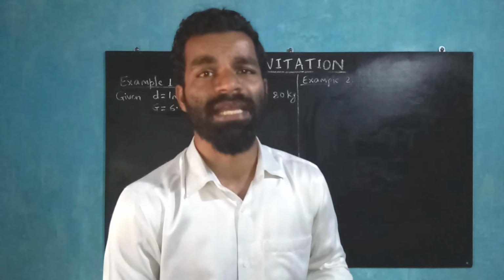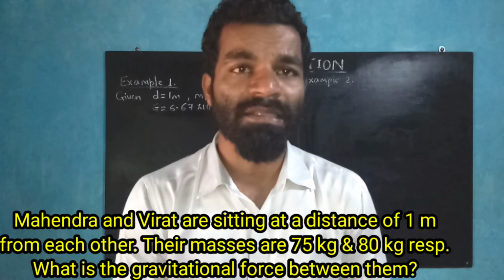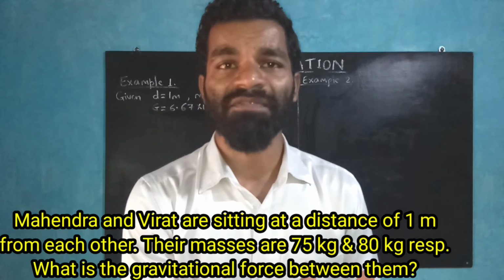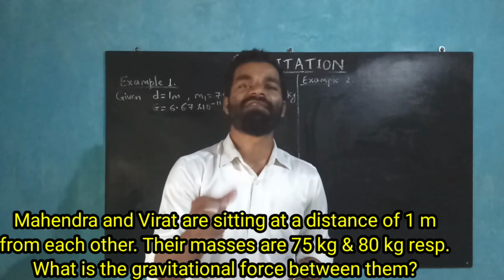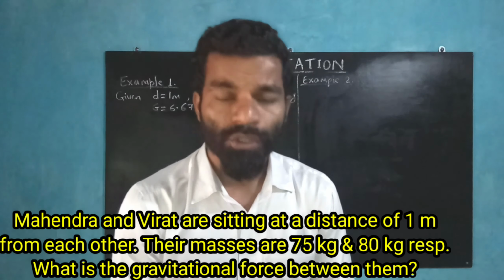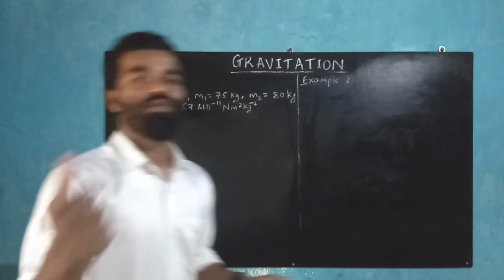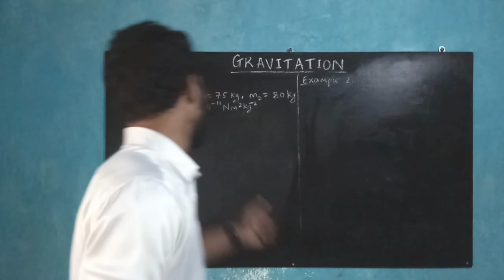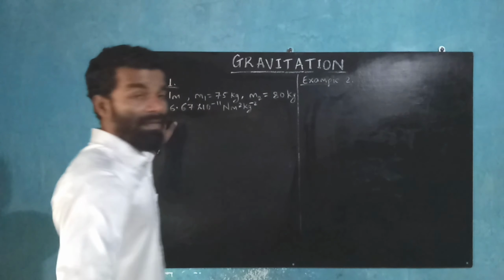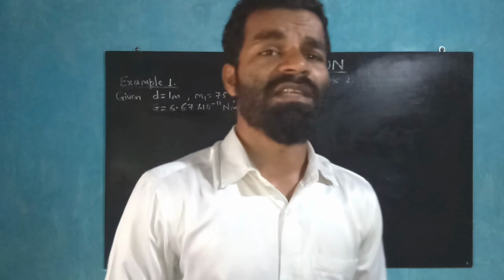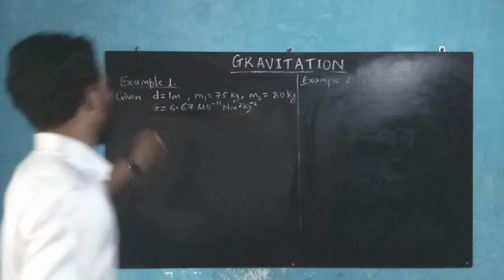The first numerical says that Mahendra and Virat are sitting 1 meter away from each other. Mahendra's mass is 75 kg, Virat's mass is 80 kg, and you are asked to find the gravitational force which is acting between the two. So what is given? The distance between them is 1 meter. Mass of Mahendra is 75 kg, mass of Virat is 80 kg. And you know the value of the universal gravitational constant, capital G, 6.67 into 10 raised to minus 11 Newton meter square per kg square.